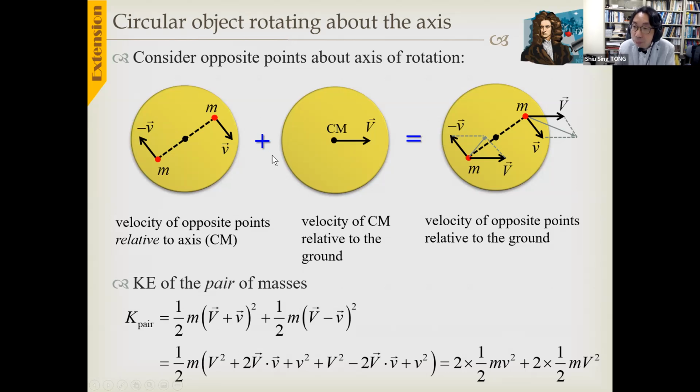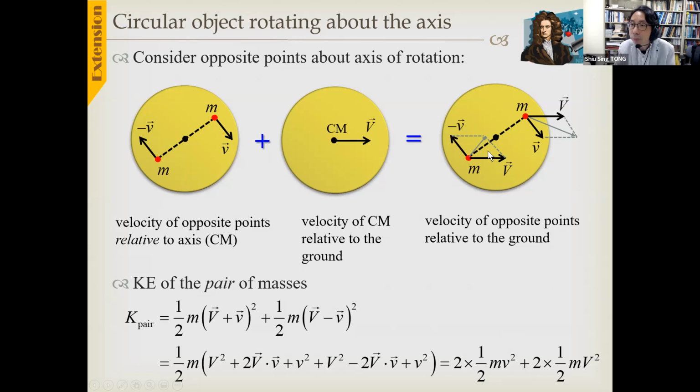You simply add up these two velocities, right? We form the vector sum of the small v and the big V, and it goes like this. When we learn about vector addition, we use the parallelogram method to add the two vectors. So the gray arrow represents the sum of the two vectors, which is the total velocity of this mass relative to the ground. We can also do the same thing for the particle on the other side. The particle here moves with velocity minus v, so when we add it to big V, it becomes this vector.